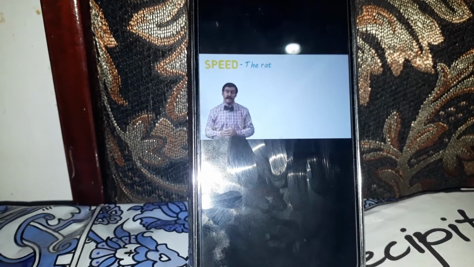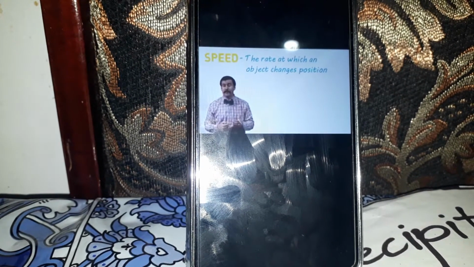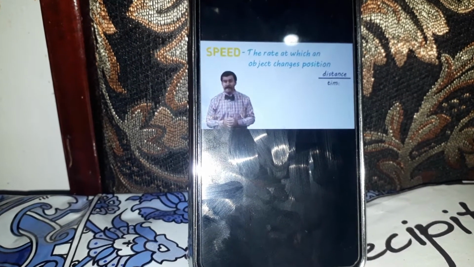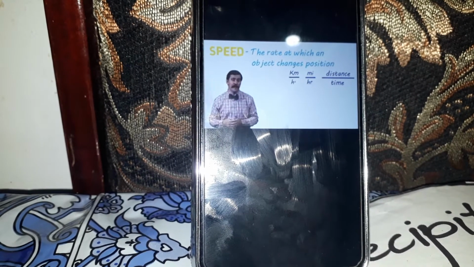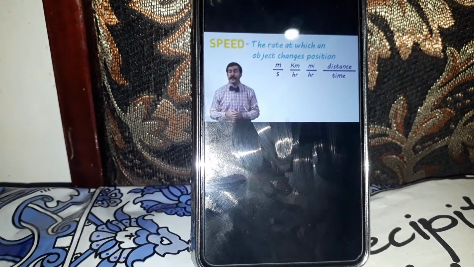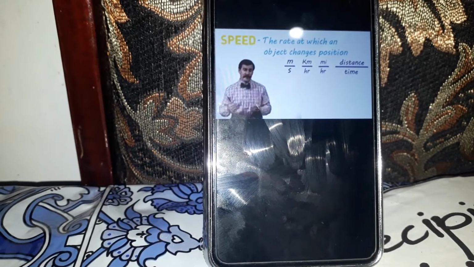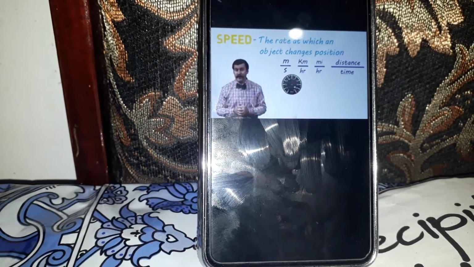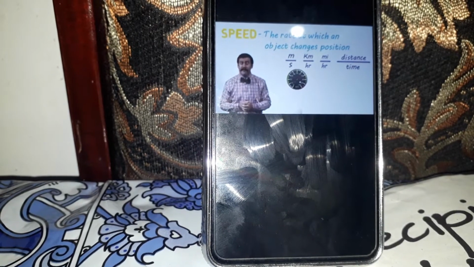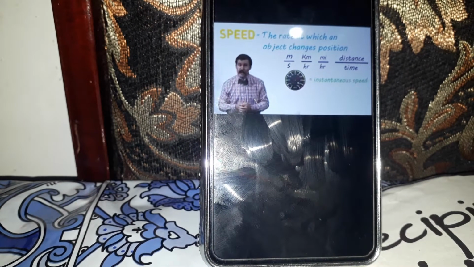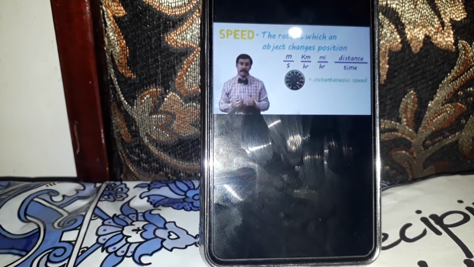Speed is the rate at which something changes its position. It's represented as distance over time. Miles per hour, kilometers per hour, meters per second. These are all examples of the units for speed. So if you're driving in your car at 72 miles per hour, then that's your speed. In fact, it's your instantaneous speed, or your speed in that exact moment.